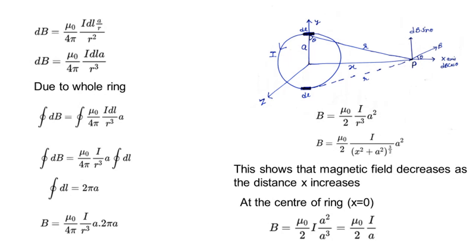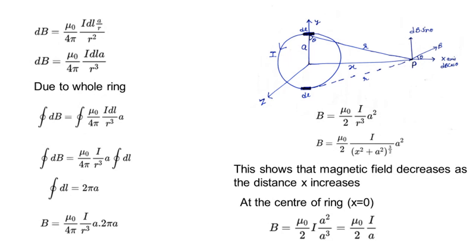Further solving the equation, B equals μ₀/2 · I/R³ · A², or B equals μ₀/2 · I/(x² + A²)^(3/2) · A². This shows that the magnetic field decreases as the distance x increases.